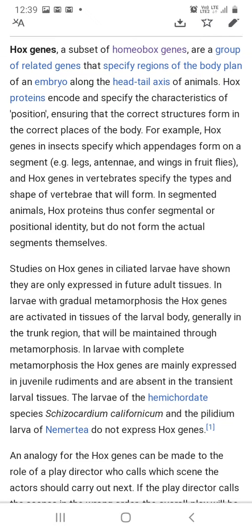Hox genes, we know, are the subset of homeobox genes, and they are a group of related genes that specify the region of the body plan of an embryo along the head-tail axis of the animal. The Hox proteins encode and specify the characteristic of position.